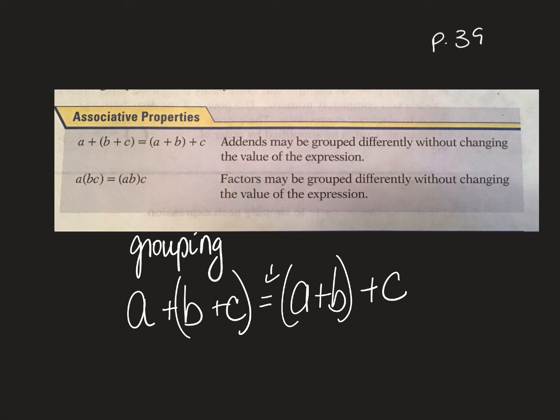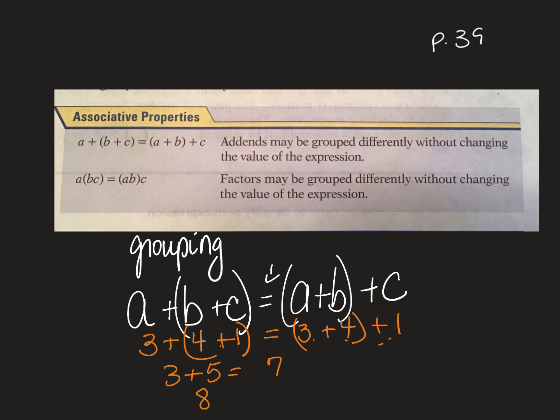Now, let's try one here. Let's say we have 3 plus 4 plus 1 equals 3 plus 4 plus 1. Now, in this case, you have no distributive property. I don't want you to get that mixed up because we've been working on that. But basically, if you add 4 plus 1, you're going to get 5, and then 3 plus 5 equals 8. Here, if you add 3 plus 4, you get 7 plus this one here also equals 8.